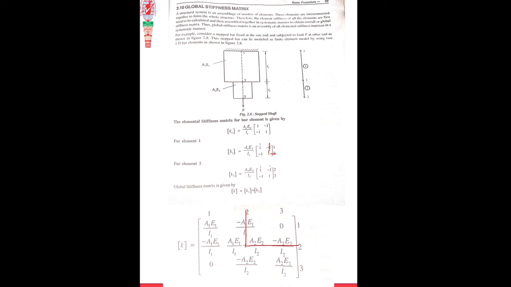Very important here now. 2, 2 appears in the first matrix and also in the second matrix. In the first matrix the value of 2, 2 is 1, and outside the element you multiply A1 E1 by L1. Plus in the second matrix there is one more value, 1, that is 1 into A2 E2 by L2. That is what we added here.